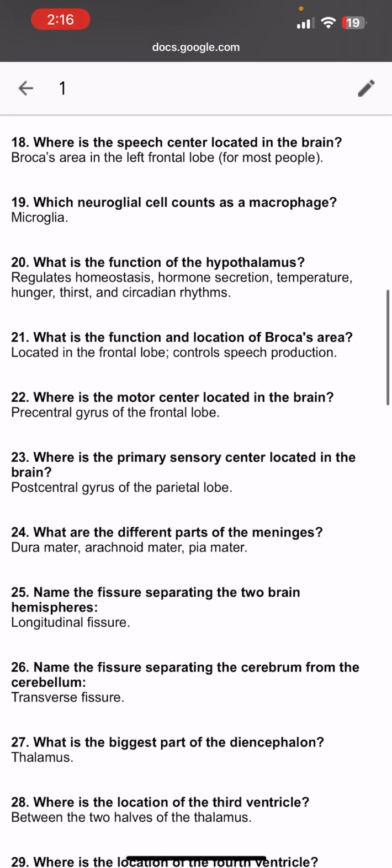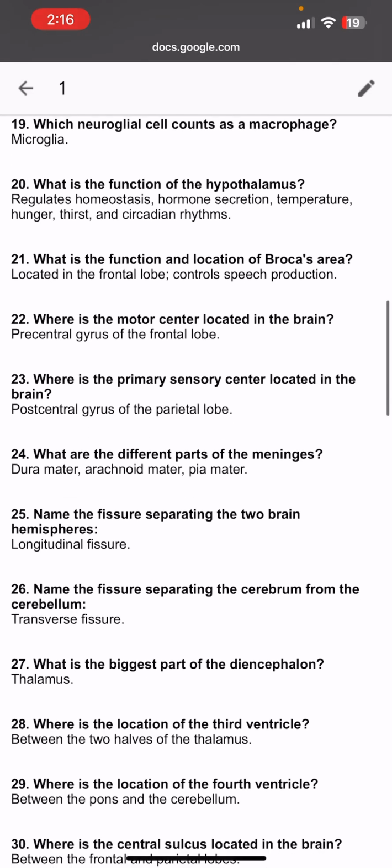Where is the speech center located in the brain? Broca's area in the left frontal lobe, for most people. Which neuroglial cells count as a macrophage? Microglia. What is the function of the hypothalamus? It regulates homeostasis, hormone secretion, temperature, hunger, thirst, and circadian rhythms.